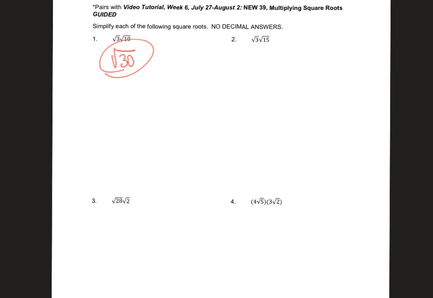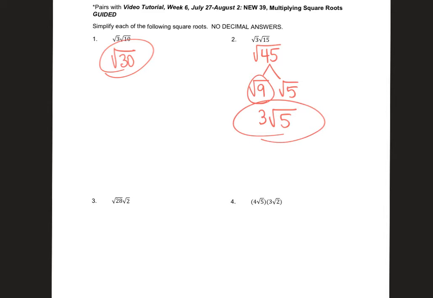All right. What about this one? Now, still, you cannot simplify 3 or 15, so you have to put it together and get root 45. 3 times 15 is 45. And then you have to say to yourself, okay, 45. It's between 36 and 49. What can I divide it by? 36, no. 25, no. 16, no. 9, yes. So root 9, root 5, root 9 turns to a 3 root 5, and I'm done.